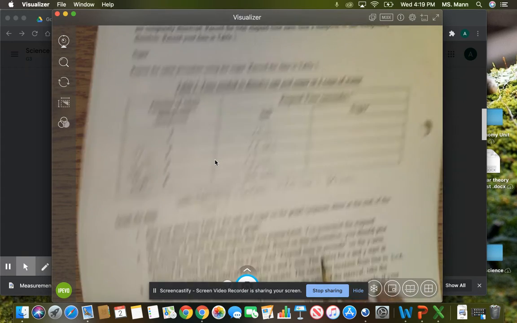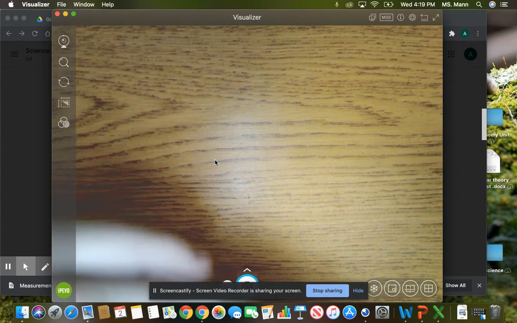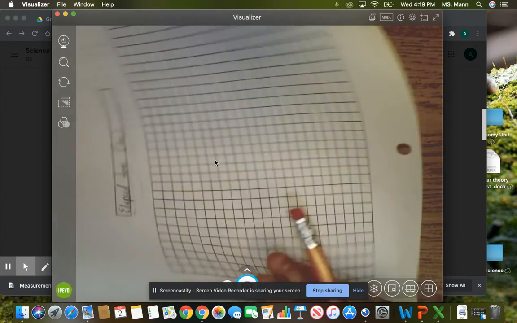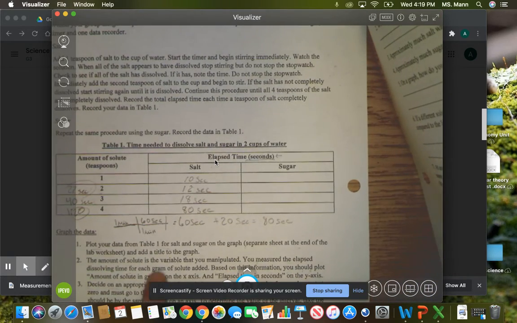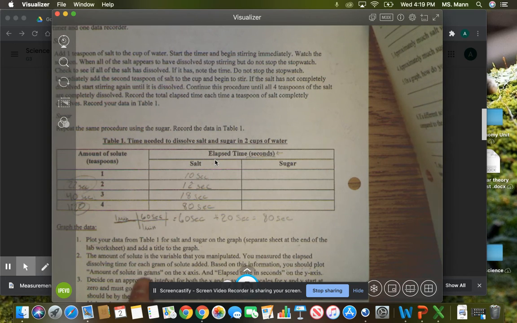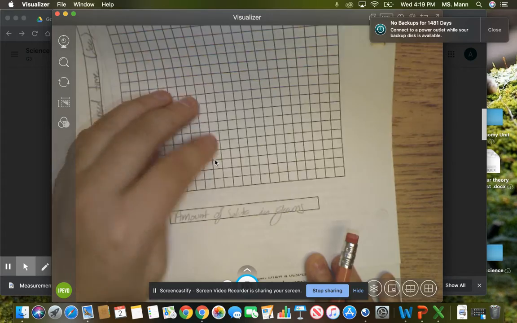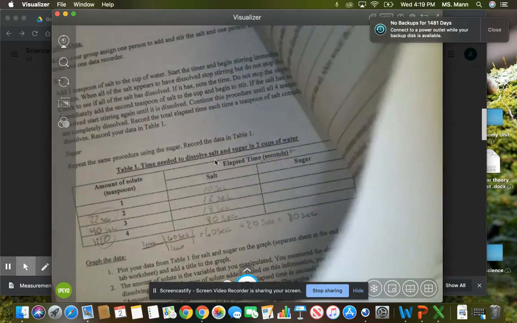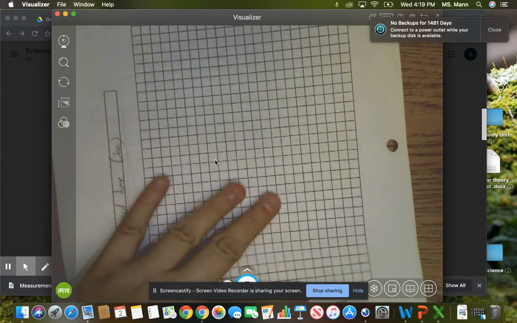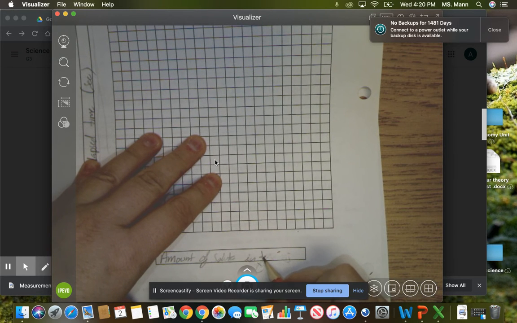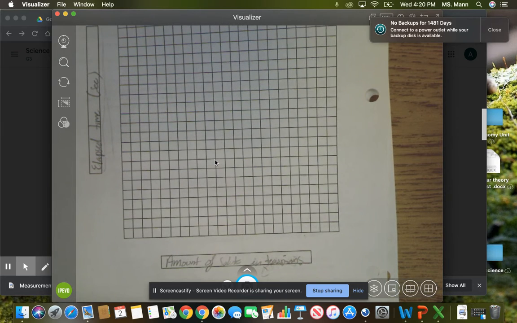So essentially, amount of solute in grams. Well, we don't really have grams, right? That's on the x-axis. Because you are using tablespoons, right? So amount of solute in grams. Are you using tablespoons or teaspoons? Teaspoons. So you could put amount of solute in teaspoons, right? Because we're not using grams, we're using teaspoons. We're doing this by volume.